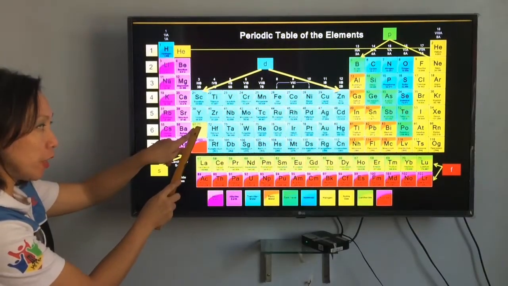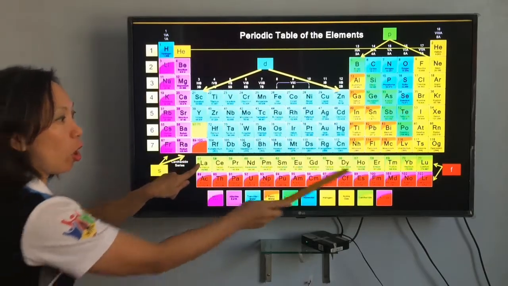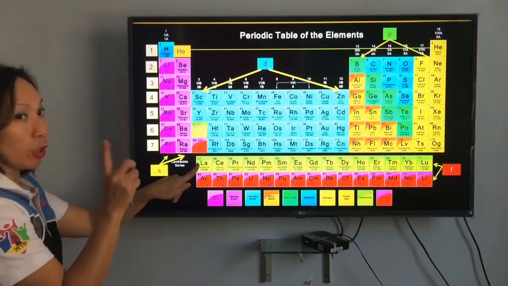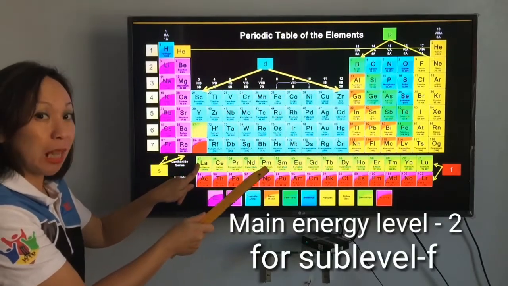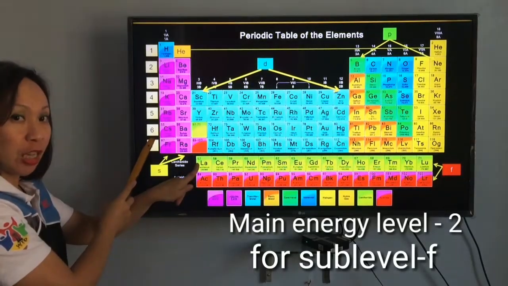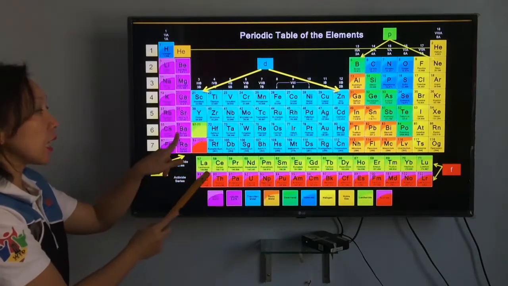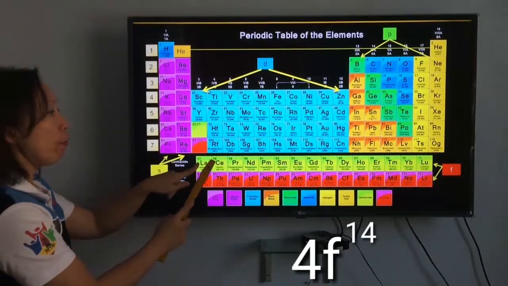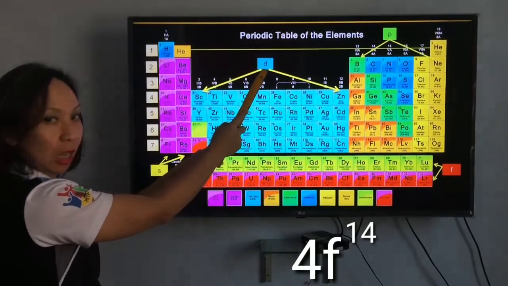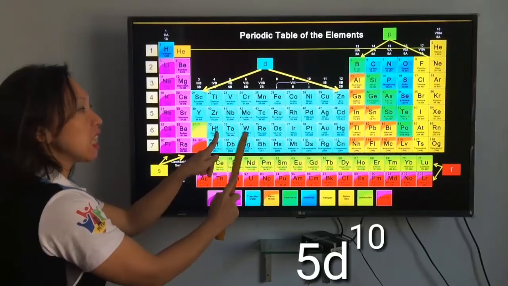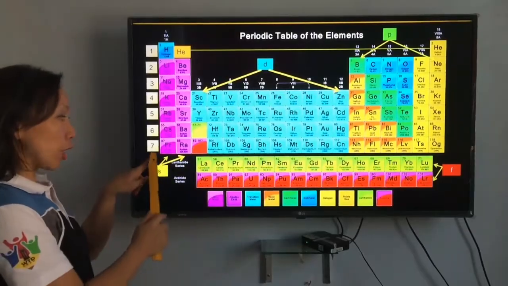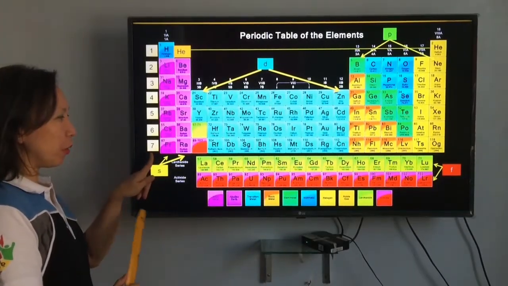There's an arrow in your periodic table. You are going down on the F sublevel. That is after 6s2. There's also a rule. When you go to the sublevel F, you will subtract 2 from the main energy level. So from 6s2, it will become 4f14. Go back again to the D sublevel, 5d10, 6p6.